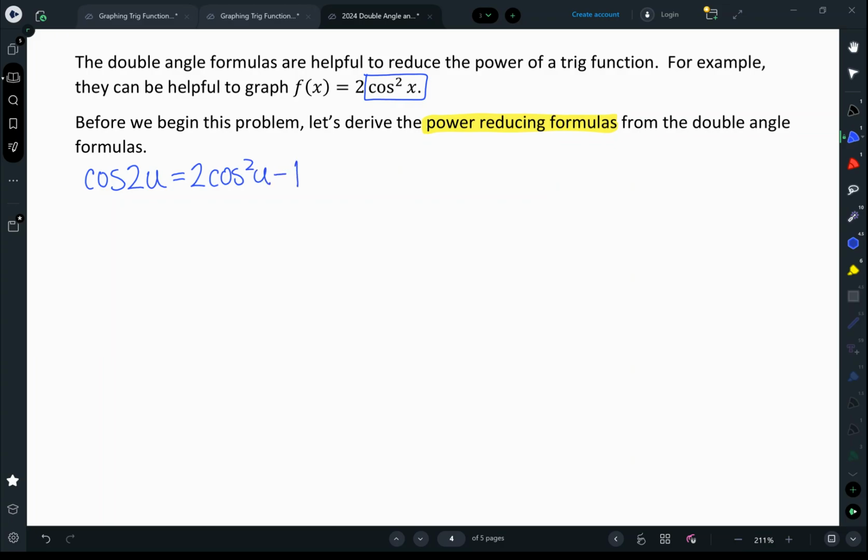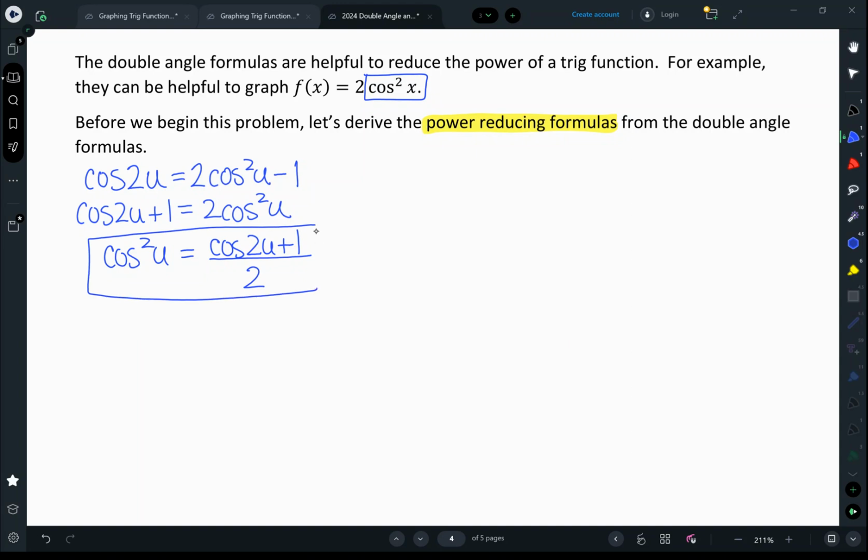And all I'm going to do is solve this for the cosine squared of u. So I'm going to add 1. So I'm going to get cosine of 2u plus 1 is equal to 2 cosine squared of u, and then divide by 2. So cosine squared of u is equal to cosine of 2u plus 1, all divided by 2. And this is the power reducing formula for cosine. Pretty simple.